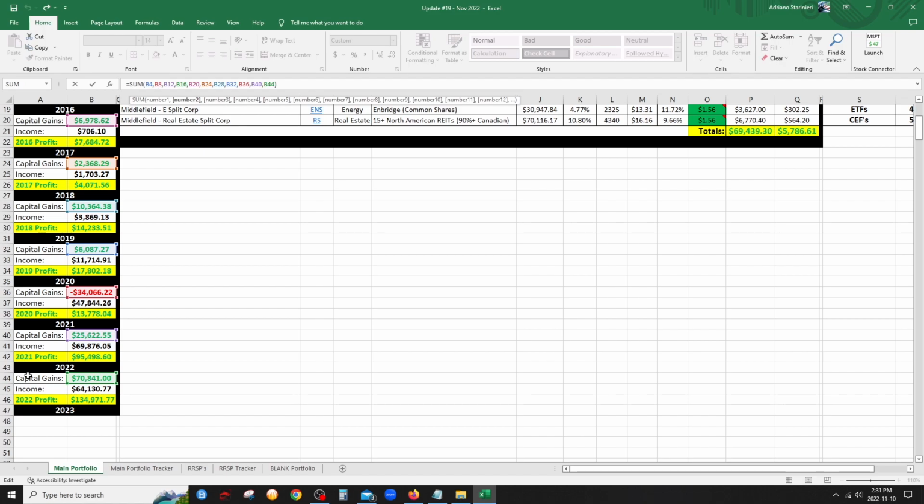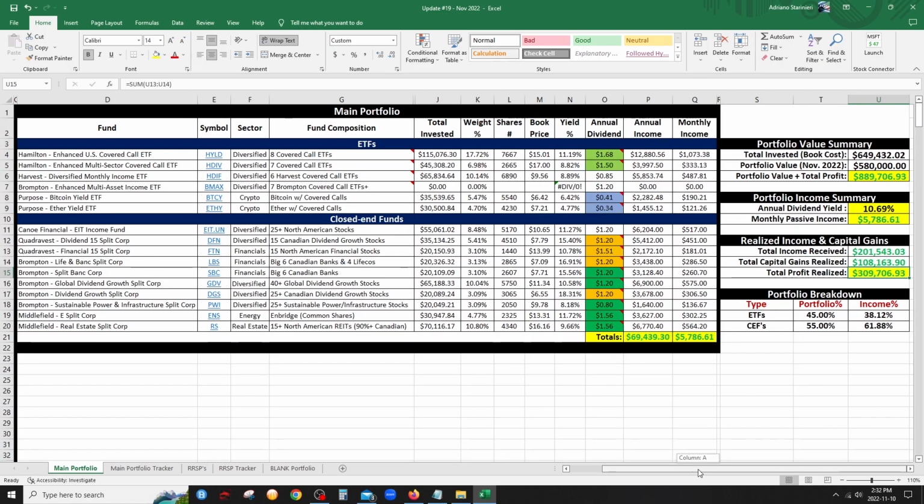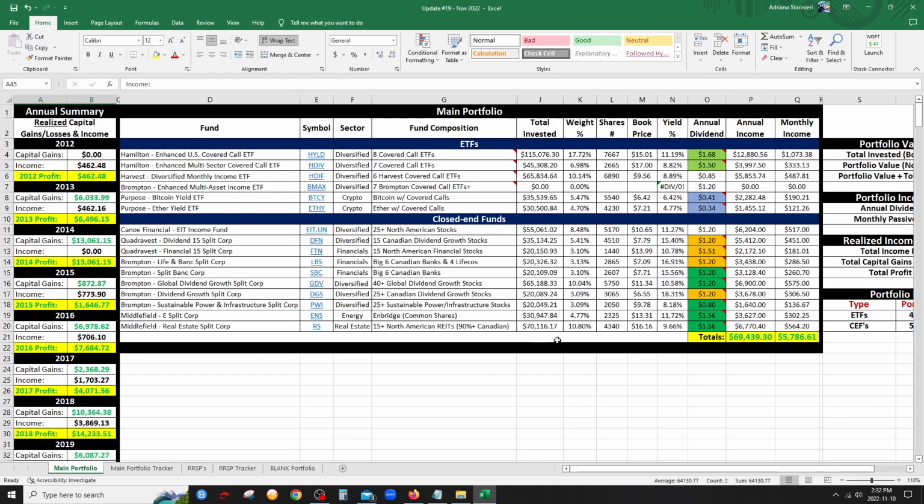I track on an annual basis my capital gains, which I expect throughout the years will eventually go to zero, because I'm a buy and hold investor. I'm not really planning on selling much, but it's possible there might be some capital gains going forward. But really, that's the magic or the key to my strategy. It's the income. So that's really what I track.